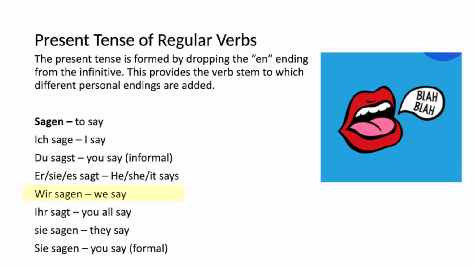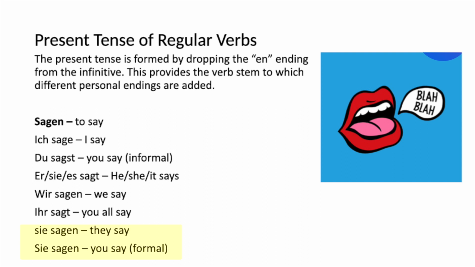In the plural we have wir sagen, which looks basically just like the infinitive for we say. We have ihr sagt with a T for you all say when you're addressing a group of people. And we have sie sagen and Sie sagen as they say and you say formal. The only difference is that one has a lowercase s, the other has a capital letter S.